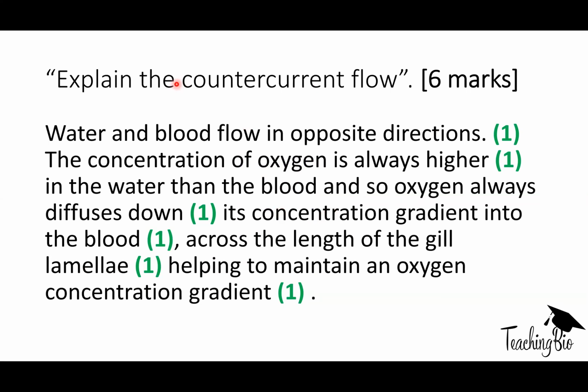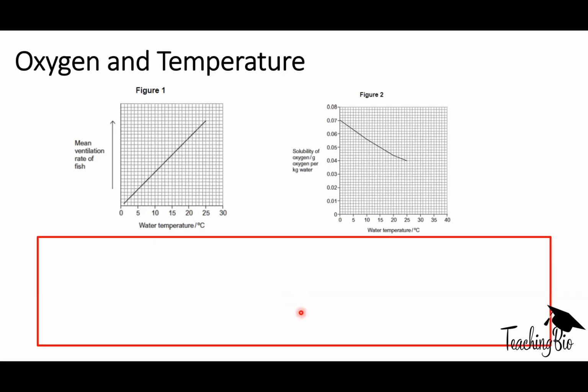So again, this can be a common question in exams. If we think about this being a 6-mark answer, sometimes this could be a 2, 3, 4-mark answer, who knows? But this is the best answer you could write. Explain the countercurrent flow system: water and blood flow in opposite directions, that'll get you a mark. The concentration of oxygen is always higher, next mark, in the water than the blood, and so oxygen always diffuses down, next mark, its concentration gradient into the blood, next mark, across the length of the gill lamellae. They love this marking point about being across the length of the gill lamellae, so always throw that in, and this helps to maintain an oxygen concentration gradient.